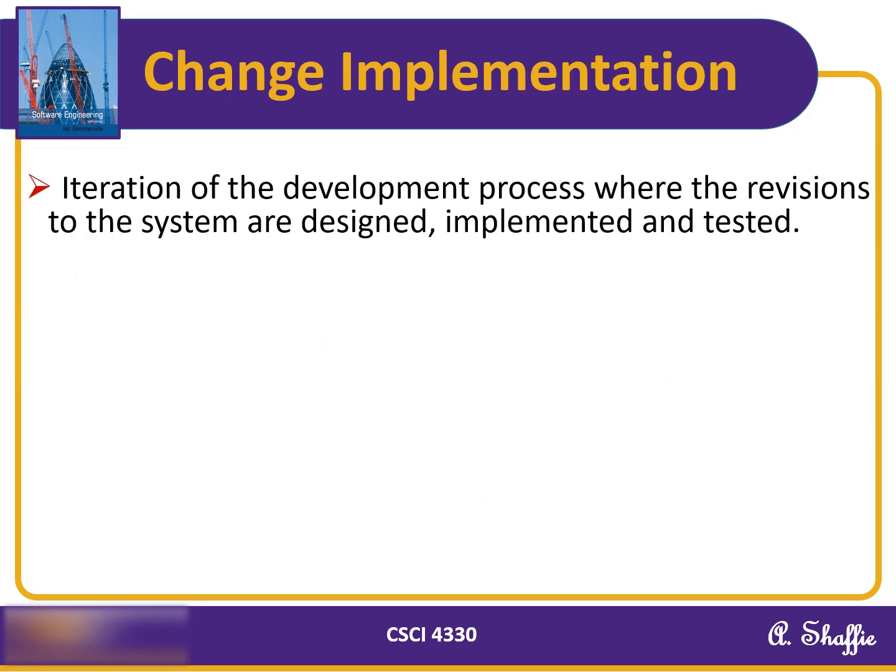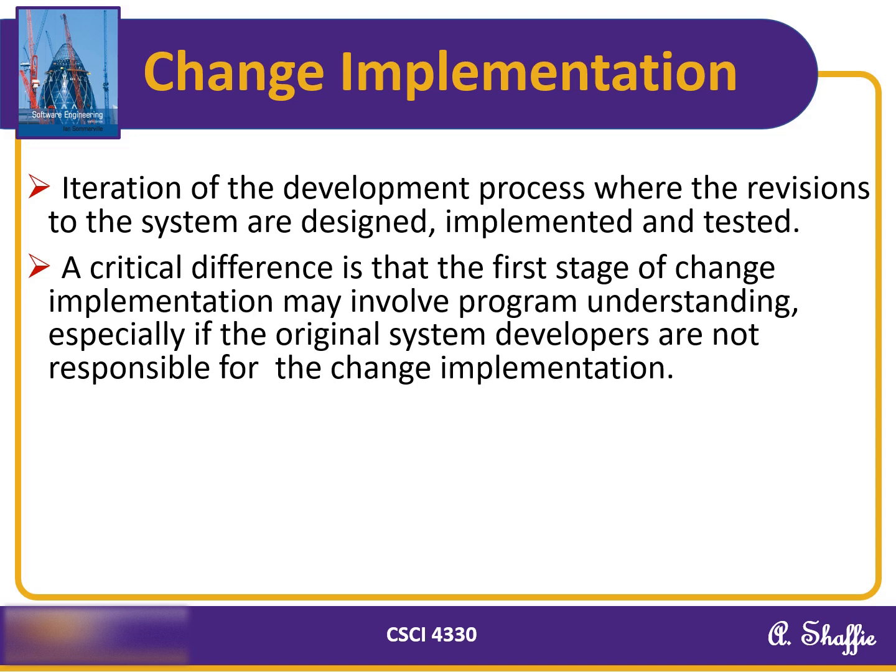Change implementation, which is a critical part of the software evolution process, involves an iteration of the development process, where revisions to the system are designed, implemented, and tested. However, there is a key difference here. The first stage of change implementation often includes a program understanding phase, particularly when the developers implementing the changes are not the original system creators.